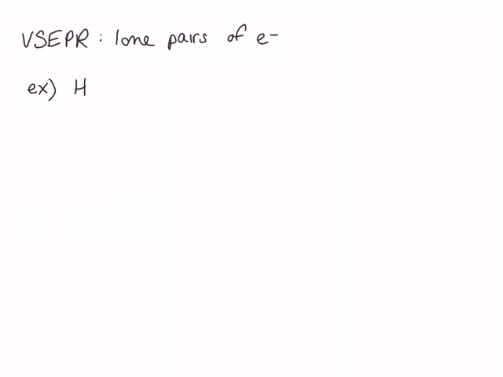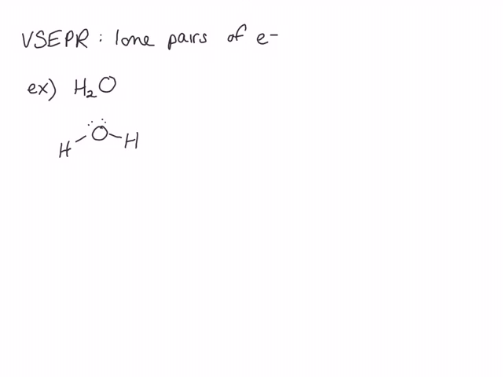So now we'll look at VSEPR for a molecule that contains lone pairs. And our example that we'll look at here will be a molecule of water. So again, we'll start with our Lewis structure. The Lewis structure of water looks like this. It has 2 bonds to hydrogen and 2 lone pairs.